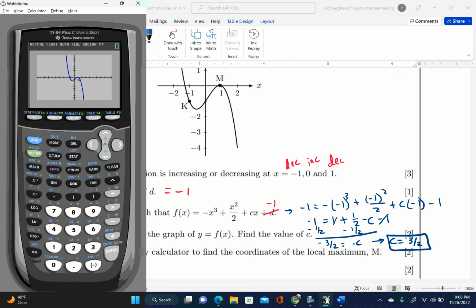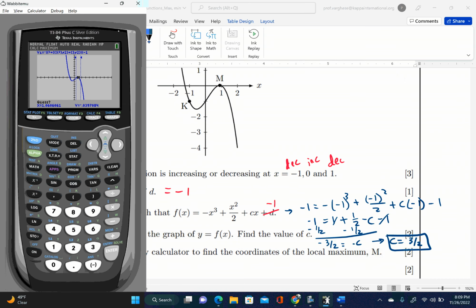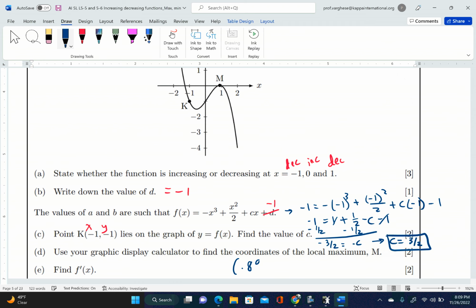And I'm looking to find out what this local max is. So I'm going to hit second trace. At this point, y'all should be really good at this. I'm going to go a little bit to the left, a little bit to the right. When my calculator does that, hit enter, and I'm going to go to where I think my maximum is, and hit enter, and it'll give me my coordinates. So it's 0.893, 0.026. So 0.893, comma 0.026 is the coordinates of my local max.